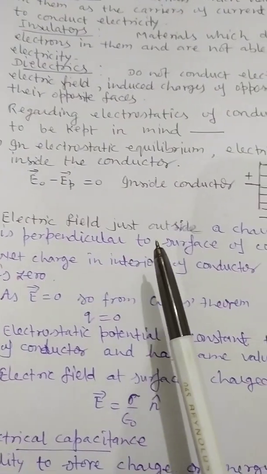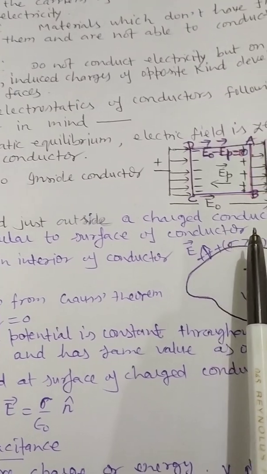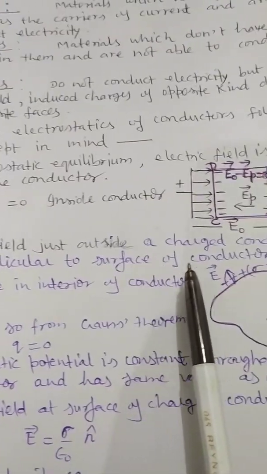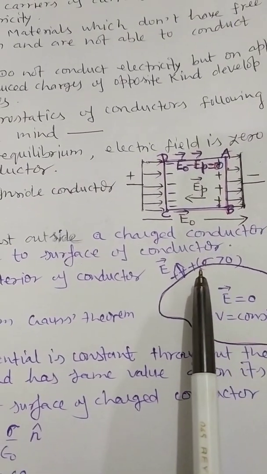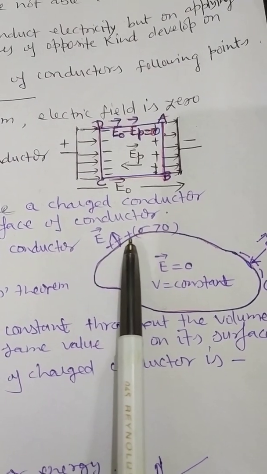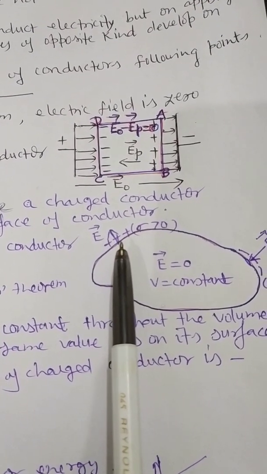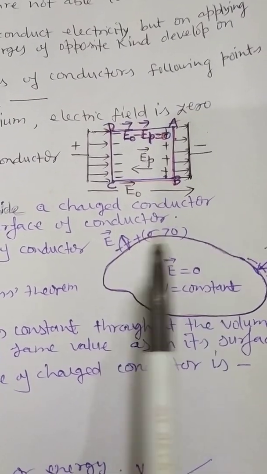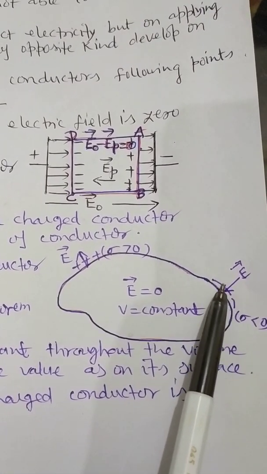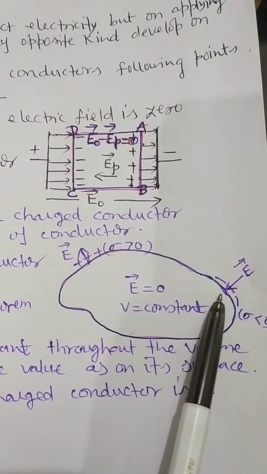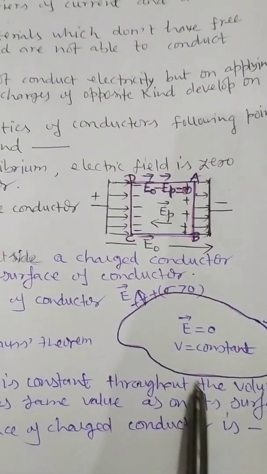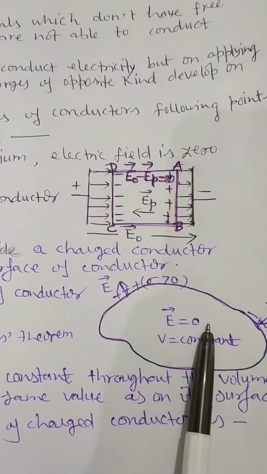Second point, that electric field just outside a charged conductor is perpendicular to the surface of the conductor. It always remains perpendicular. Here it is. See this conductor is the plus charge, right? And the electric field for the plus charge is outside normal. And when the charge is negative, then definitely normal but inside, for sigma less than 0, that is for negative charge. And that within the conductor E is 0.